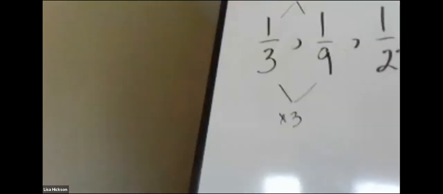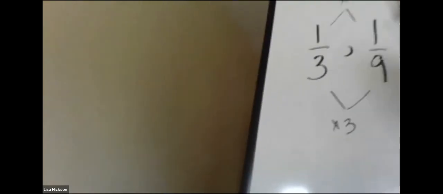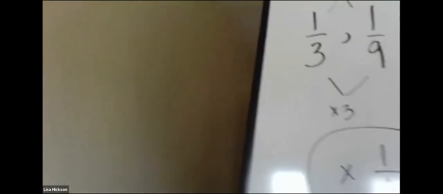What's happening up top? It's staying the same, so it's like being multiplied by 1. Exactly. Therefore, the numerator is being multiplied by 1. The denominator is being multiplied by 3. Whoop, there it is. It was that simple? Yes.